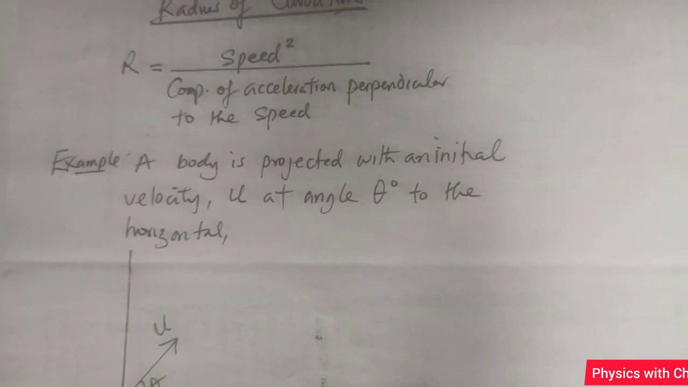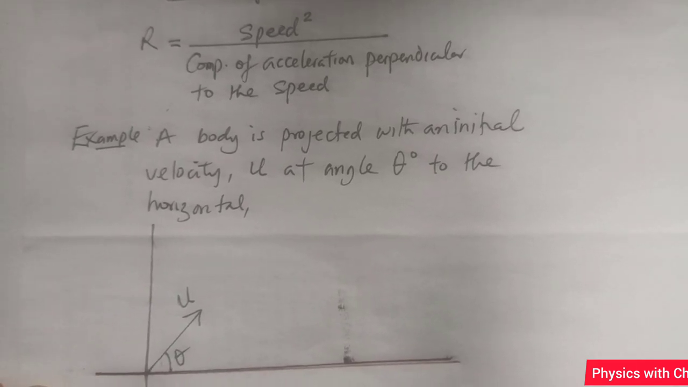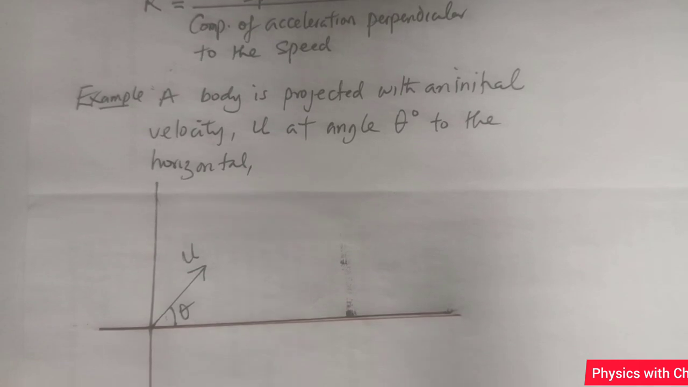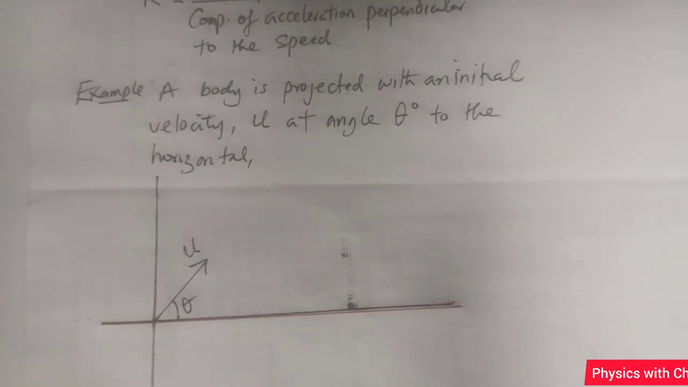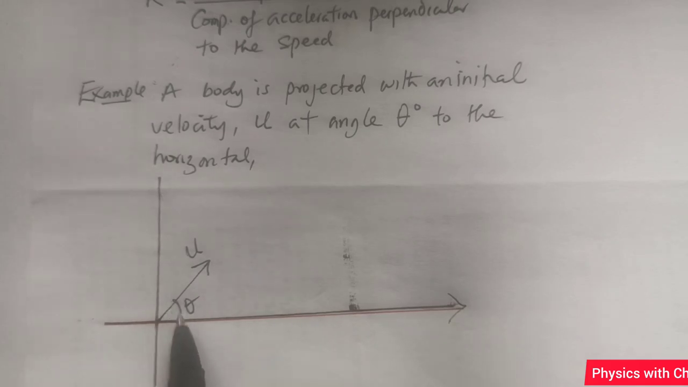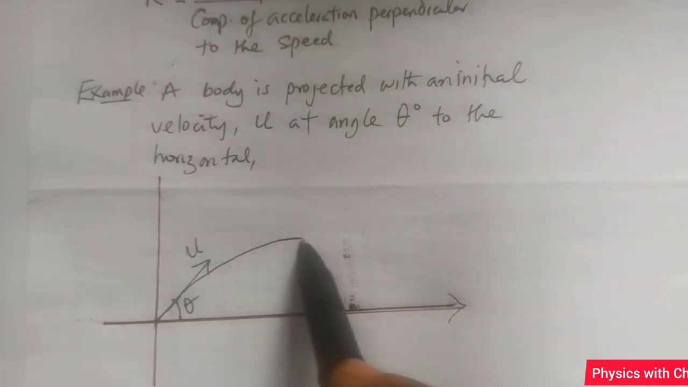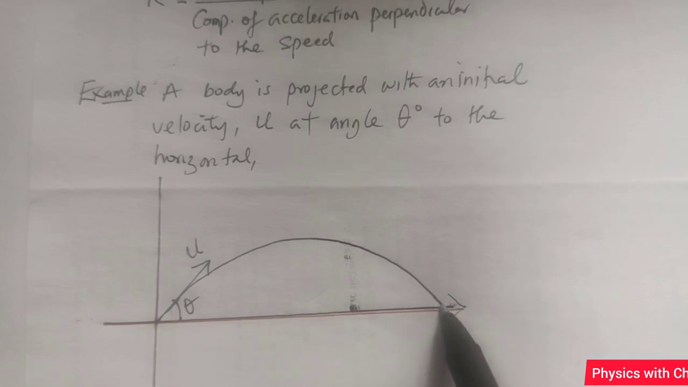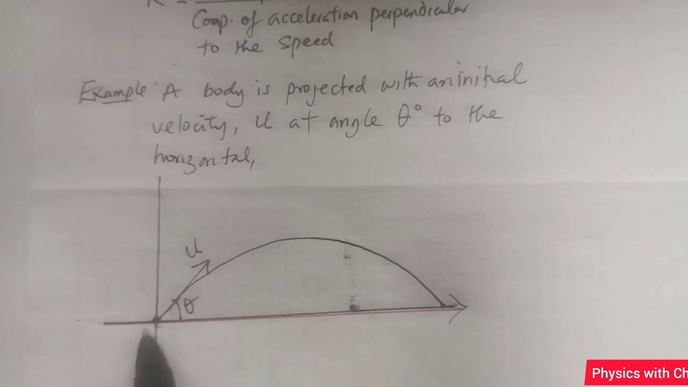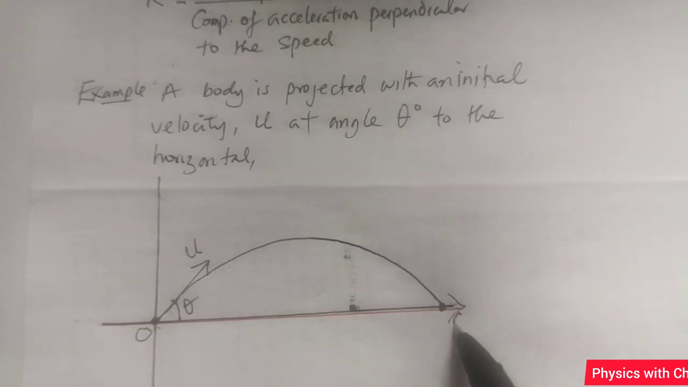A body is projected with an initial velocity u at an angle theta degrees to the horizontal. I'm trying to draw here the variation of the body's vertical displacement against its horizontal displacement. The u is a vector quantity, directed at angle theta degrees with the horizontal. This body is going to follow a parabola, a curved path, until it strikes the ground at the same point in the same plane as the plane of projection. Let's call this point O, the point from which the body is projected, and then it hits the ground again at point Q.